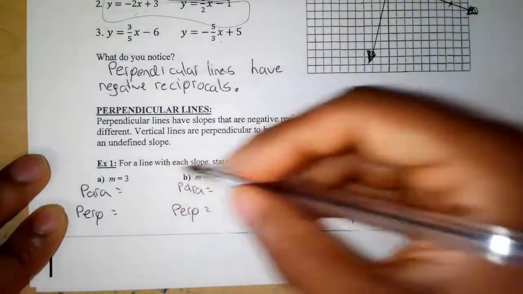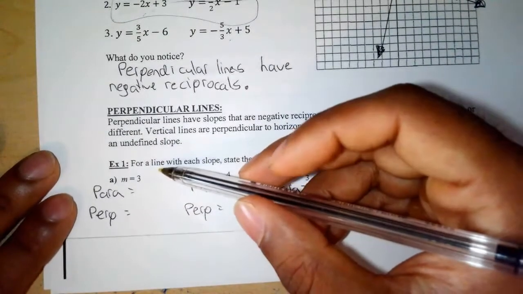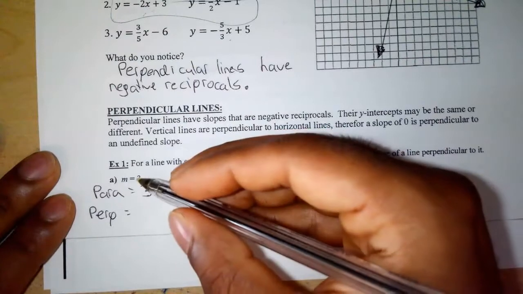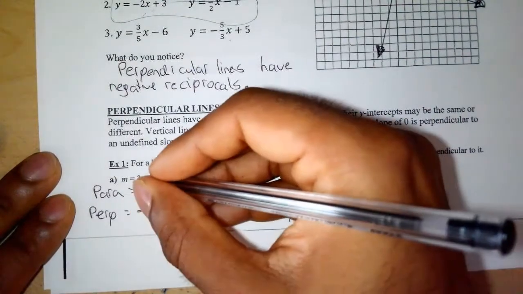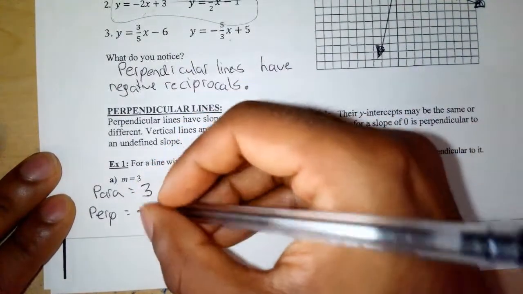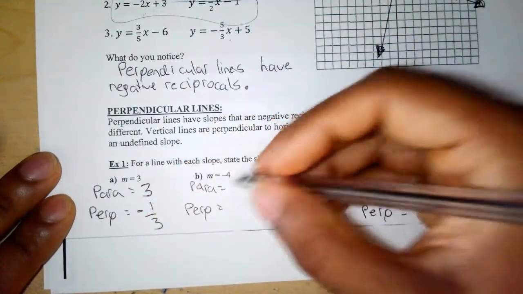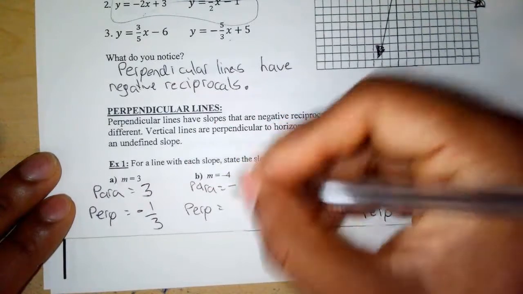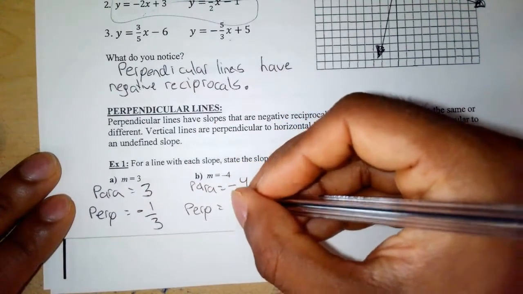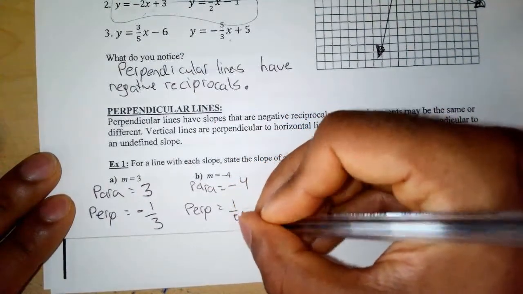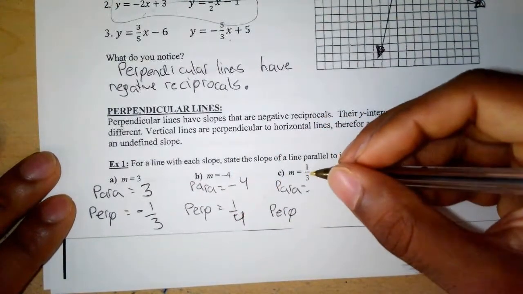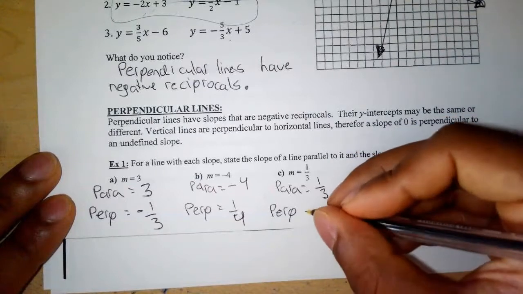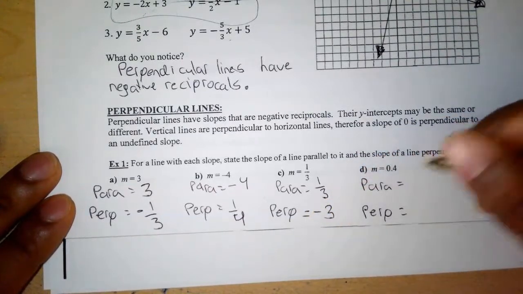So what do you know about parallel lines? They have the same slope, so it's just going to be 3. What about perpendicular? Negative flip. So 3/1 is going to be 1/3 and negative. Easy, right? Parallel lines, same slope. Perpendicular lines, negative flip. So this one is going to be positive 1/4. Here we got, again, parallel lines, same slope, perpendicular, negative flip, which is going to be negative 3.